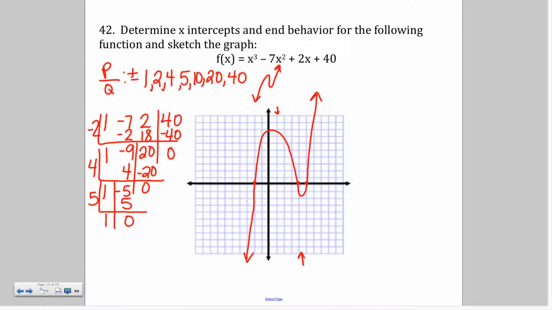All right, so my x-intercepts, we already know. And they are negative 2, 4, and 5. All right, the other thing it asks for is end behavior. So end behavior, I'm spelling that all wrong.